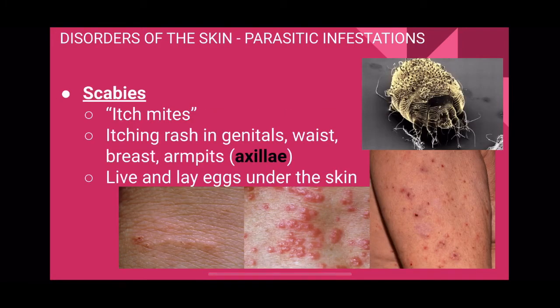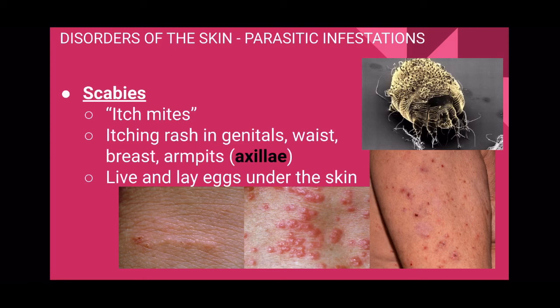Scabies, also known as itch mites, produce an intense itching rash, often in the genital area. It can also appear in the waist or in your armpits. Another term for armpits that's on your list for this chapter is axillae. That is the plural form. The singular form, one armpit, is known as an axilla. These mites live and lay their eggs underneath your skin, which leads to itching and usually a rash.